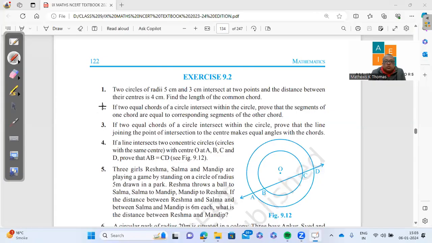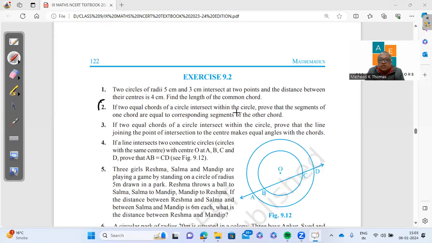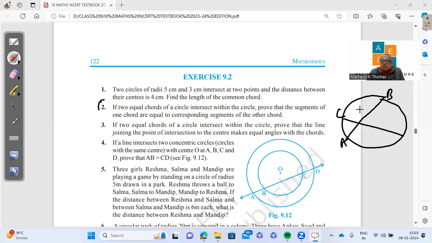Now we move on to question number 2. If two equal chords of a circle intersect within the circle, prove that the segments of one chord are equal to the corresponding segments of the other chord. Two equal chords are intersecting like this. A, B and C, D. These are intersecting chords, intersecting at P. Prove that the segments, which are PA and PC, PB and PD. We have 4 segments. Segments are portions having definite length. So what we need to prove is that the corresponding segments are equal. That means PA and PC have to be proved equal. PD and PB have to be equal.